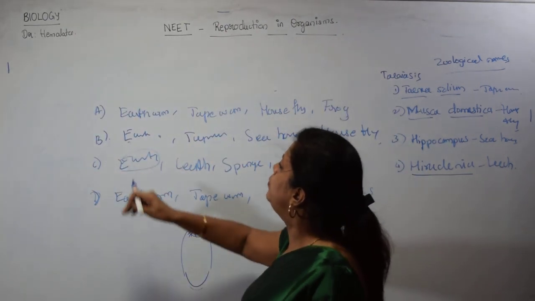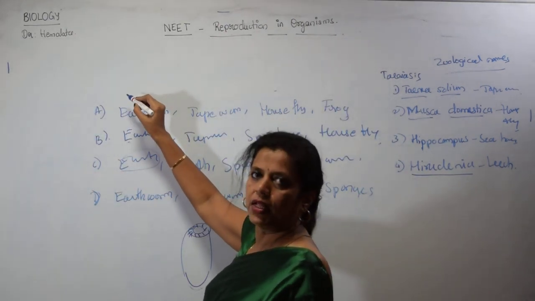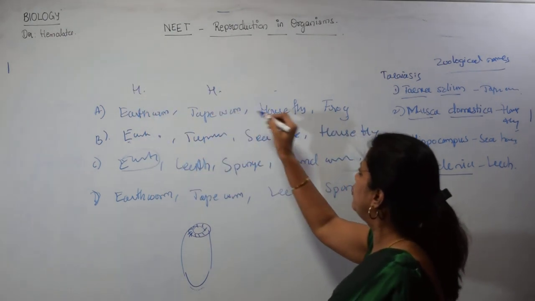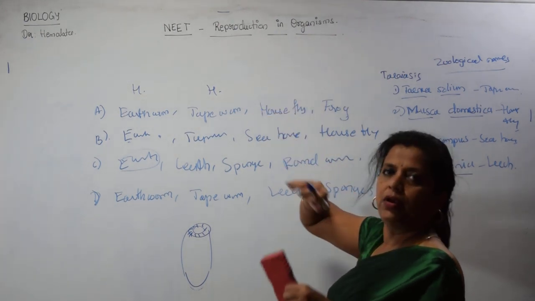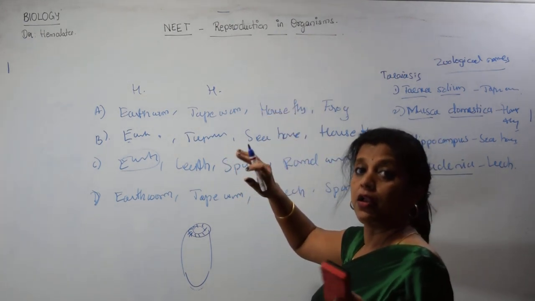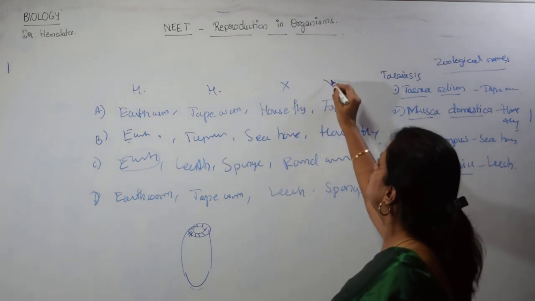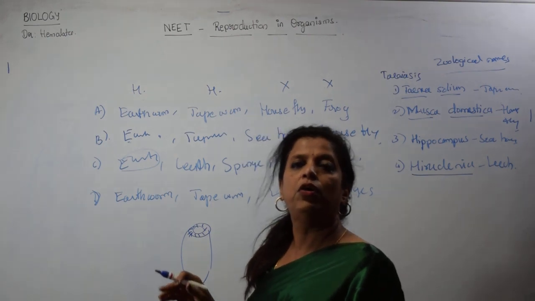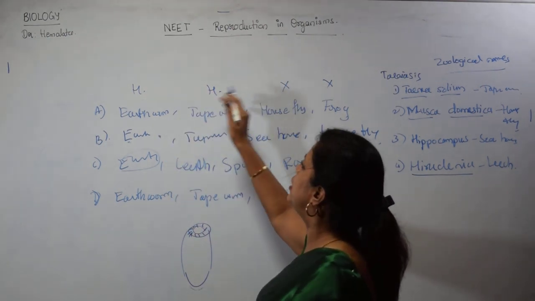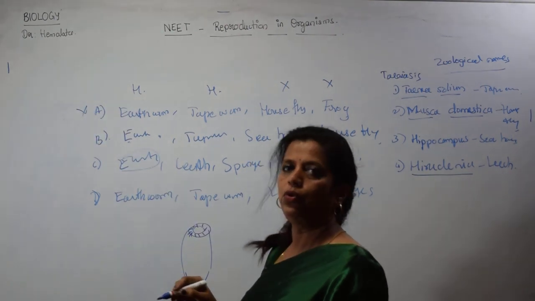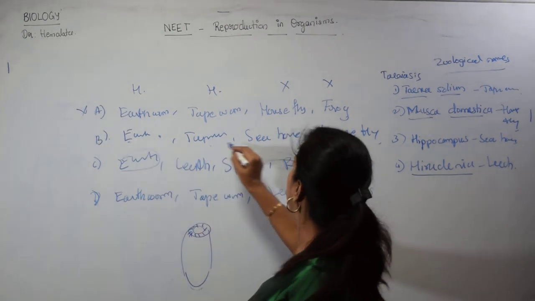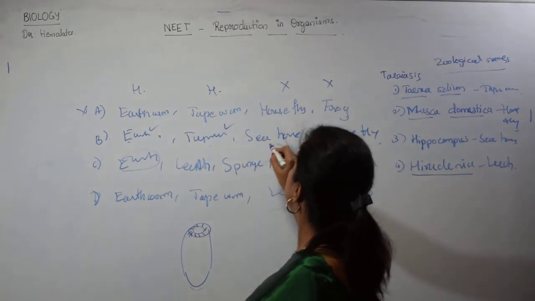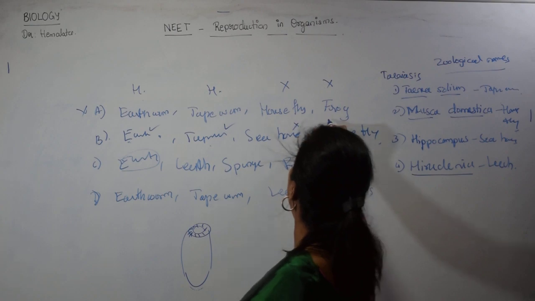So earthworms have both male and female together in the same organism. It is a hermaphrodite. Tapeworm also is a hermaphrodite. Housefly has male and female sex organs in different organisms, so it is not a hermaphrodite. Both of them are sexual, showing sexual dimorphism. They are unisexual, so they are not hermaphrodite. So first option is wrong. This is how we have to study. Next is earthworm, tapeworm, seahorse and housefly. Earthworm, right. Tapeworm, right. Seahorse is not the right one. Housefly is not the right one.